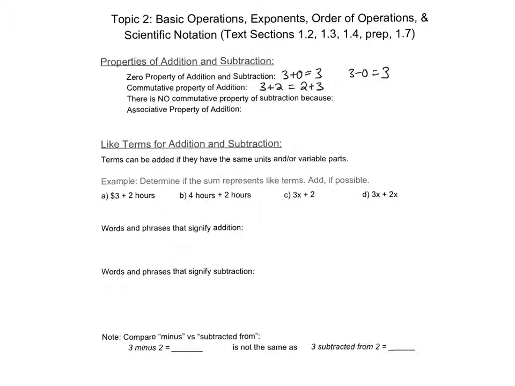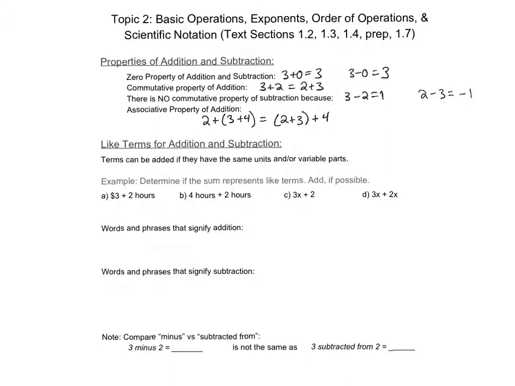However, let's just point out that there is no commutative property of subtraction, because when I rearrange numbers when it comes to subtraction, I can end up with a different sign. There is also the associative property of addition, which basically says that when everything is addition, it doesn't really matter which numbers I group together and add first. So whether I add together the 3 and 4 and then the 2, I get 9, or if I add the 2 and 3 to get a 5 and then add 4, I still get 9.